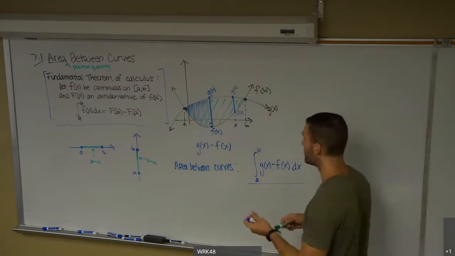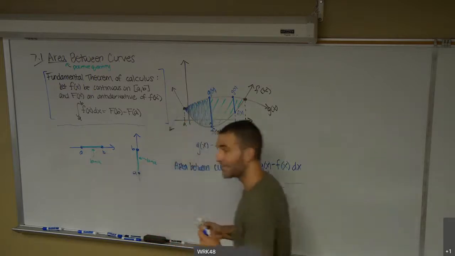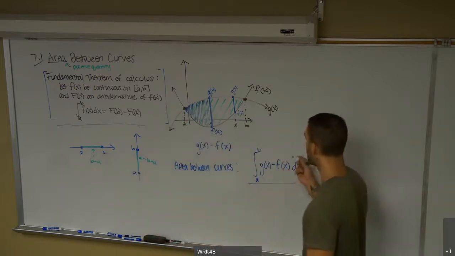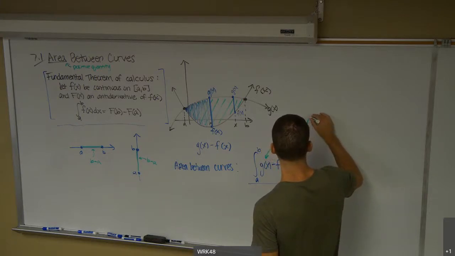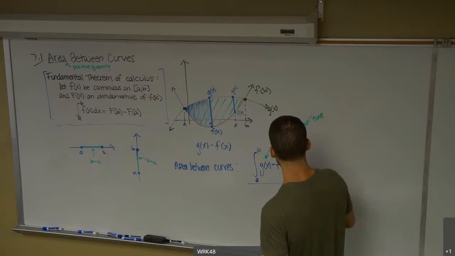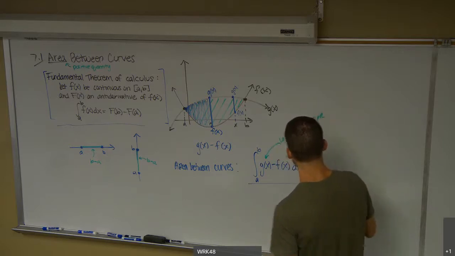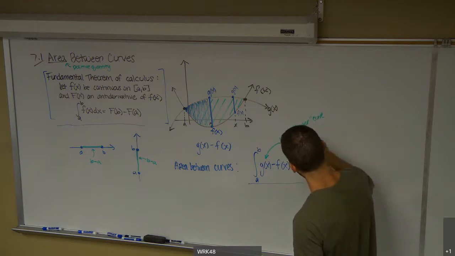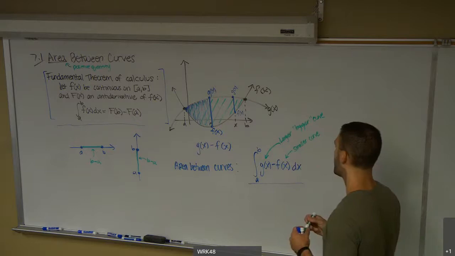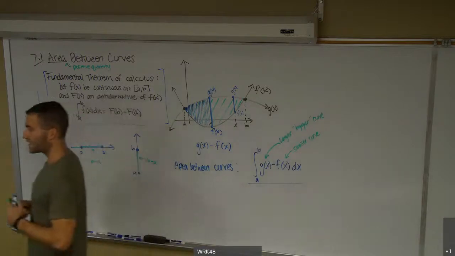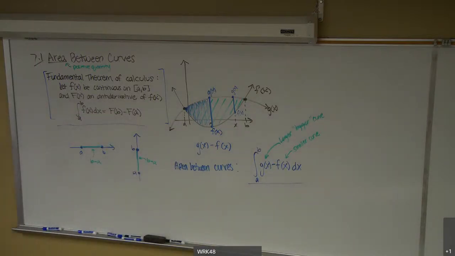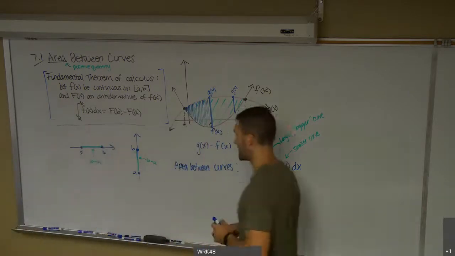A couple of things to observe that are important. If we want to measure the length of this straight line, since it is subtraction, it's very important which curve goes first. This is the larger, or bigger, curve. And this is the smaller. Larger minus smaller, bigger minus smaller. The one with the larger output minus the one with the smaller output. That's very important.